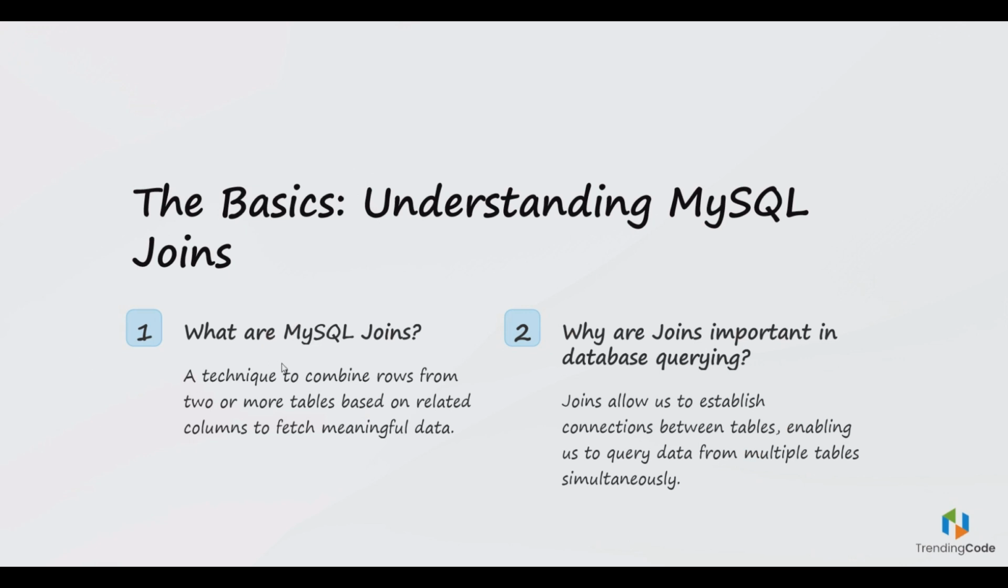First thing is why MySQL joins. The thing is that combining two or more tables from a database and fetching the details is related to MySQL joins. Second thing is why are joins important? This is important because we need to connect more than one table to get data and query from multiple tables simultaneously, at the same time. So that's why it is important to fetch details from multiple tables.